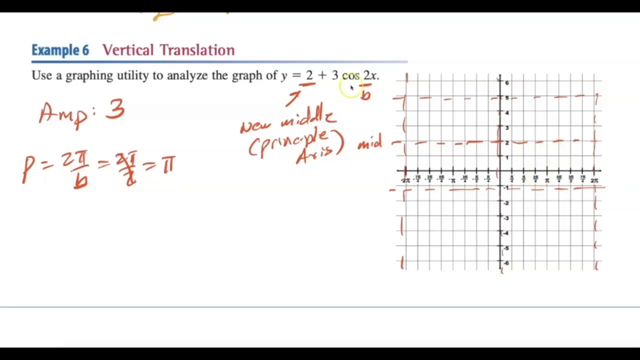Now we just got a graph. What are we doing? Cosine graph. You always want to remember what the basic graph looks like. Cosine starts at the amp, ends on the amp. Halfway is lowest. Halfway between these two is where it crosses. And that's our cosine graph.